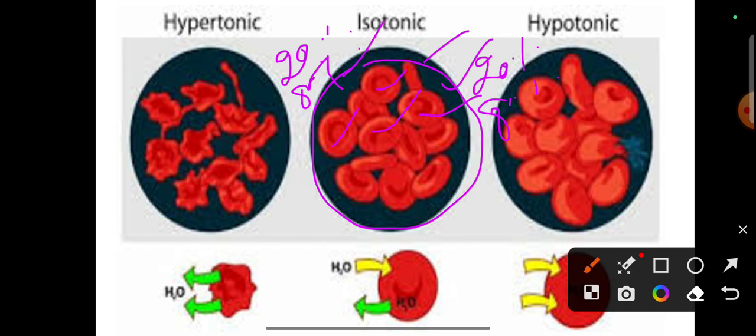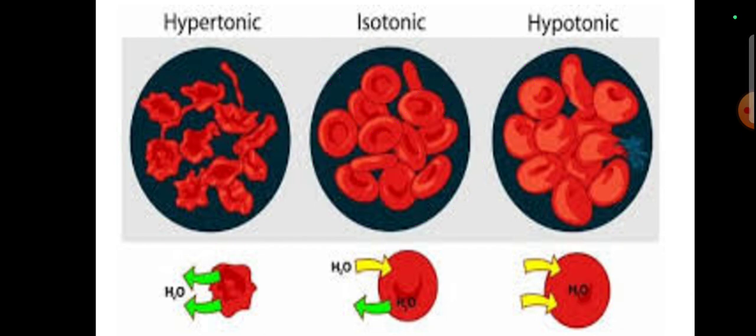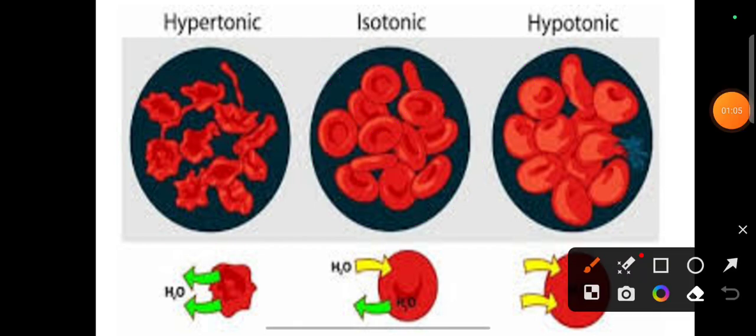So here there will be no net movement of water particles, and the cell will not swell, and cell lysis will also not take place here. So in isotonic solution there will be no net movement of water molecules inside the cell or outside the cell.